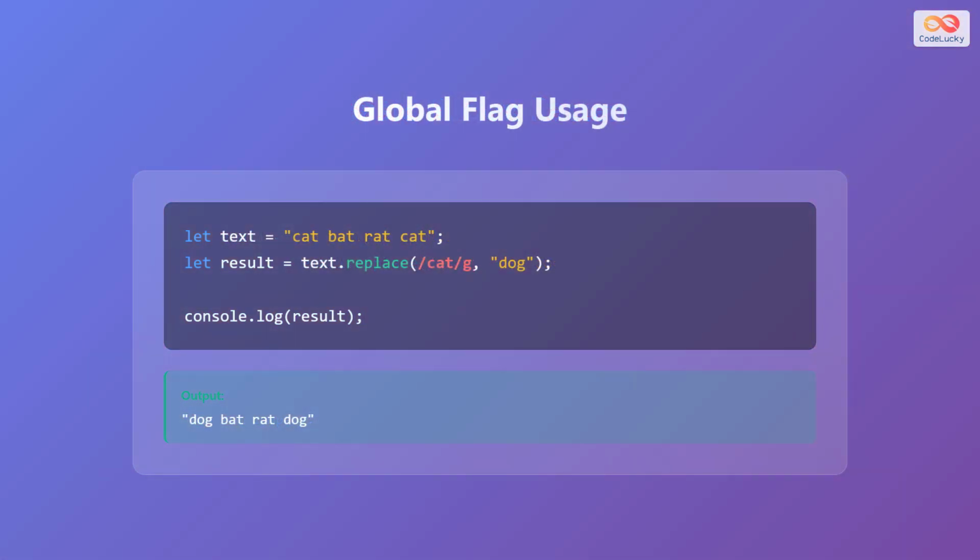Let us understand global flag usage. The global flag allows you to replace all occurrences of a pattern in a string. We declare a variable text and assign it the string cat bat rat cat. Then we declare a variable result and assign it the result of calling the replace method on the text variable, replacing the regular expression cat with the global flag g with the string dog. Finally, we print the result to the console, which outputs dog bat rat dog. This demonstrates how the global flag can be used to replace all occurrences of a pattern.